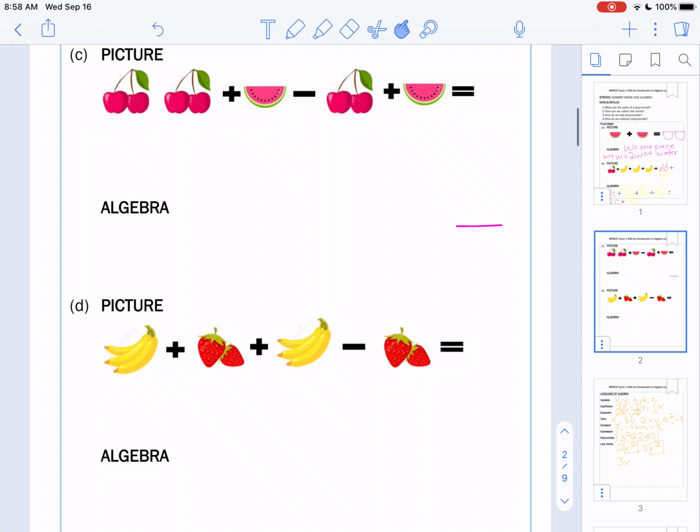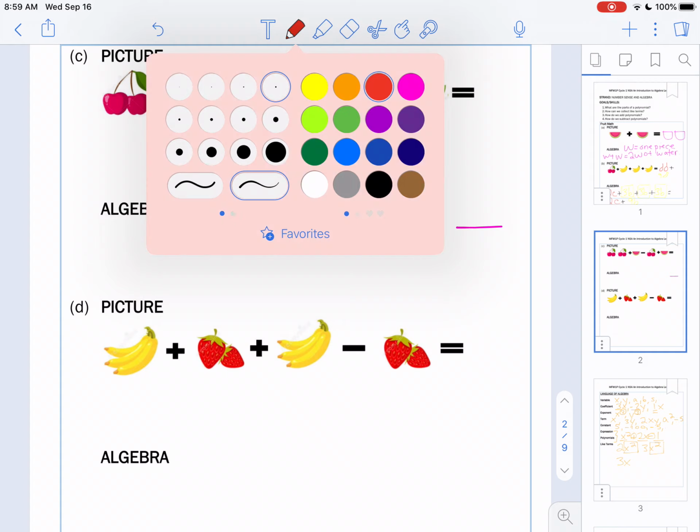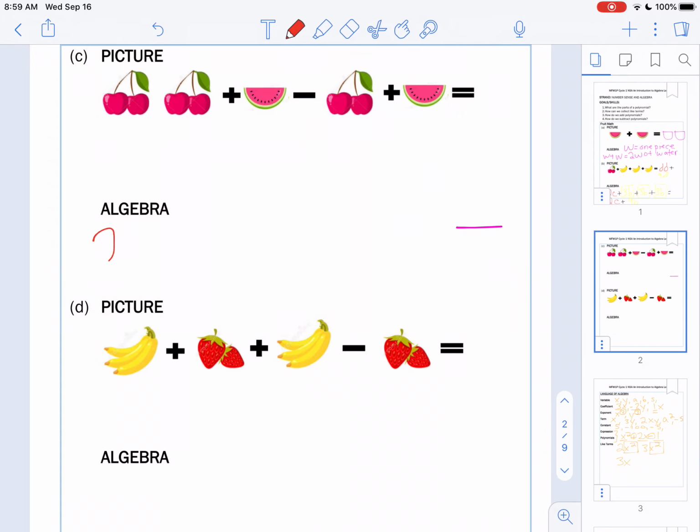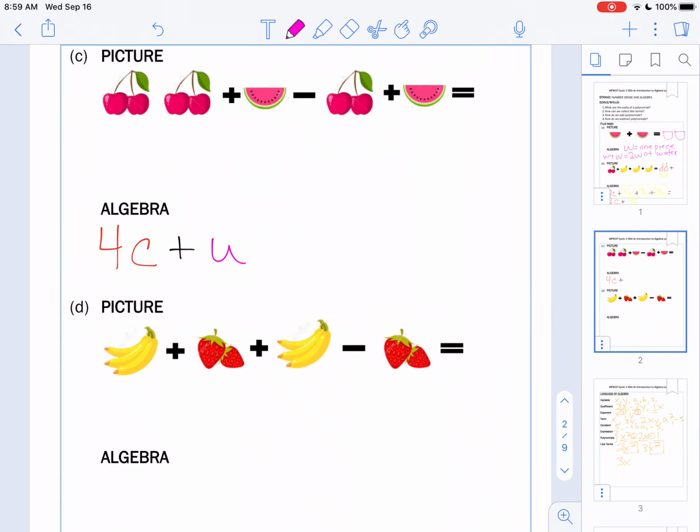Okay, so now we have 2 bunches of cherries. So I'm going to represent that with 4C because you've got 2 in each bunch and there's 2 bunches. 1 piece of watermelon. So plus a watermelon. And then I'm going to take away 2 cherries.